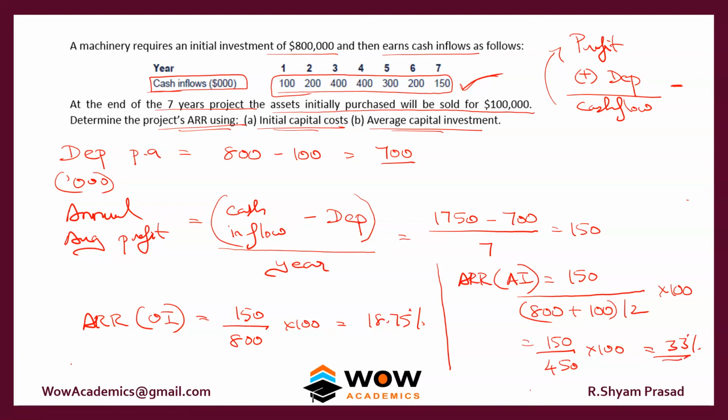So we've done both methods and we got the answer. That's how you have to work. Always remember ARR uses the profit, not the cash flow. If they give cash flow, find out the profit.